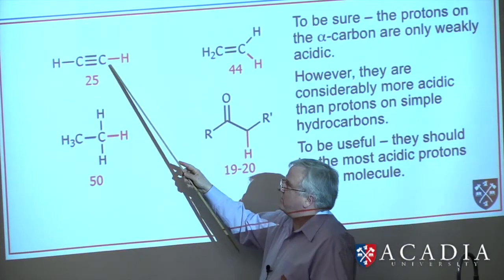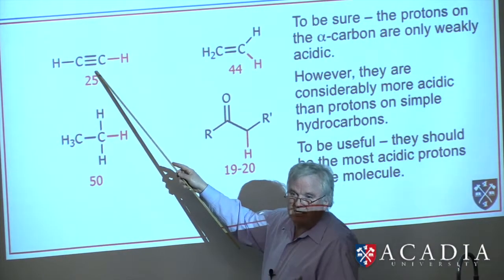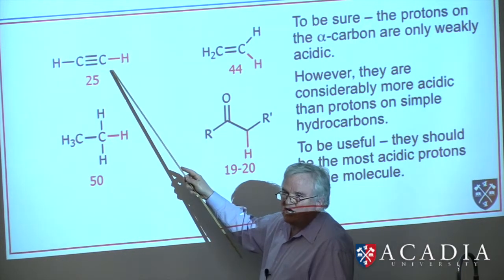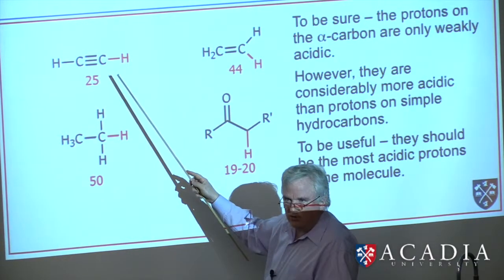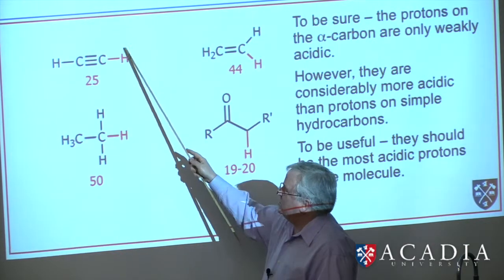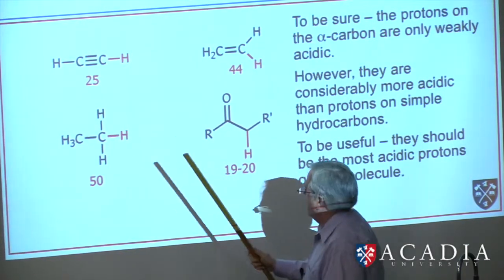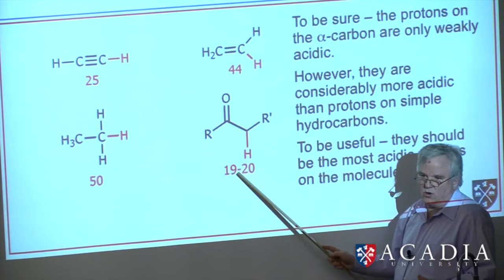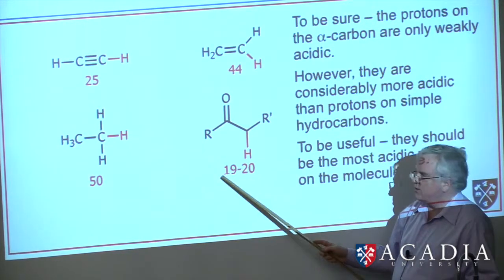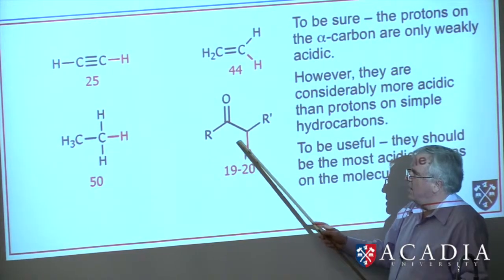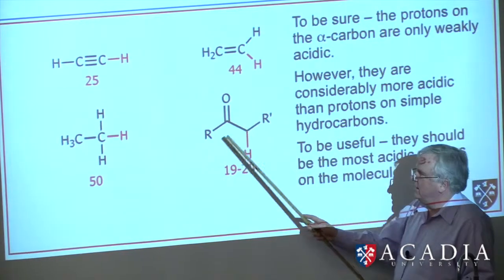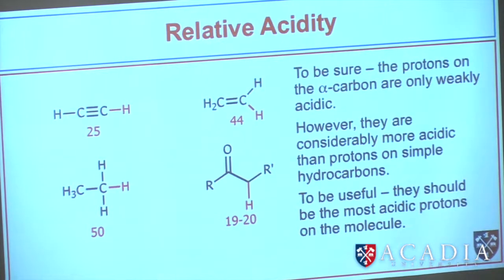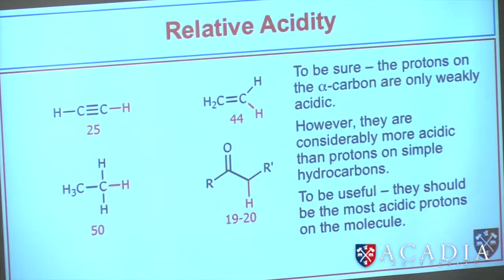When we hybridize even further and we get to sp hybridized carbon, these things actually become acidic enough that we can work with them. We don't even need to use extremely harsh bases. We can use bases like amides to pull that proton off. And then when we put a carbonyl group over here, they become more acidic. So 18 to 21, I said some books will tell you 19 to 20. It depends a lot on what's over here and what's over here. So they are considerably more acidic than the protons on simple hydrocarbons.